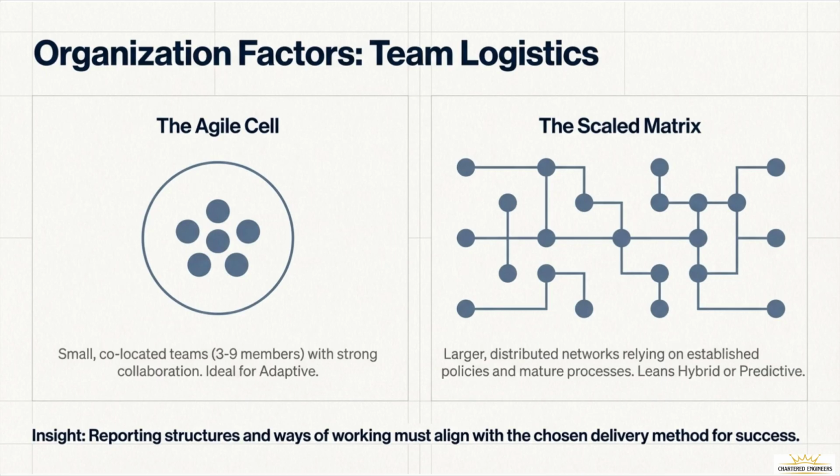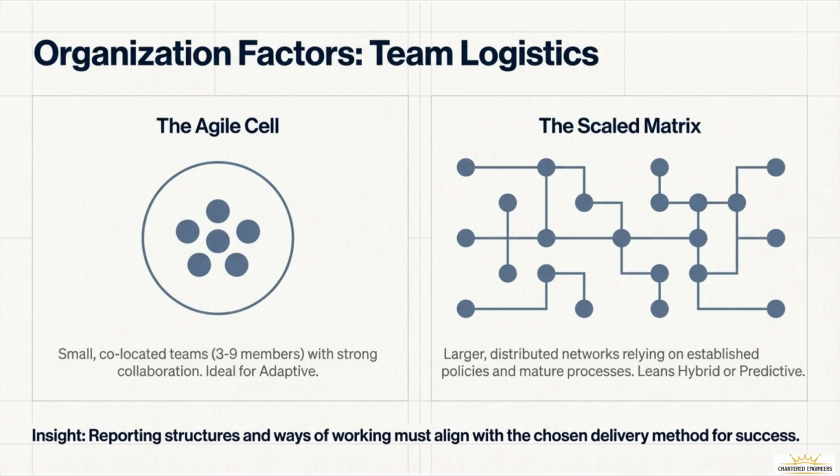Contrast this with the scaled matrix. This represents larger, often distributed networks of people across different time zones or departments. These teams must rely on established policies, mature processes, and formal communication to stay aligned. Because of the communication overhead involved in managing hundreds of people, these environments naturally lean toward hybrid or predictive models. It's simply harder to pivot a cruise ship than a jet ski.